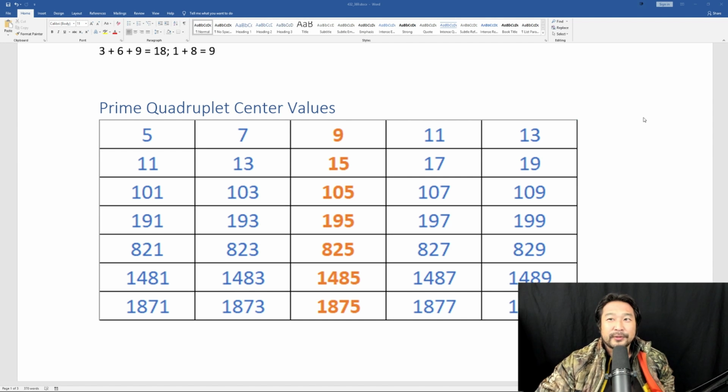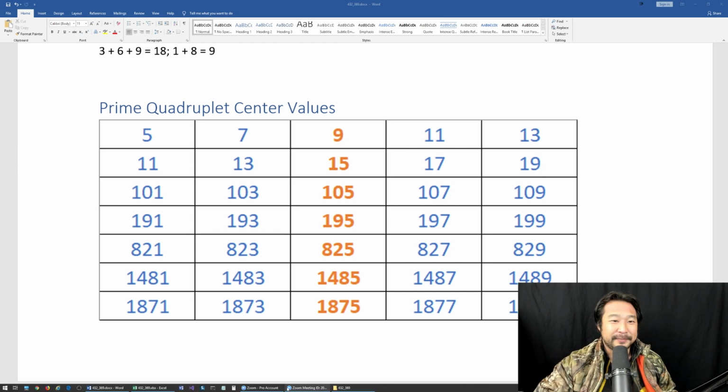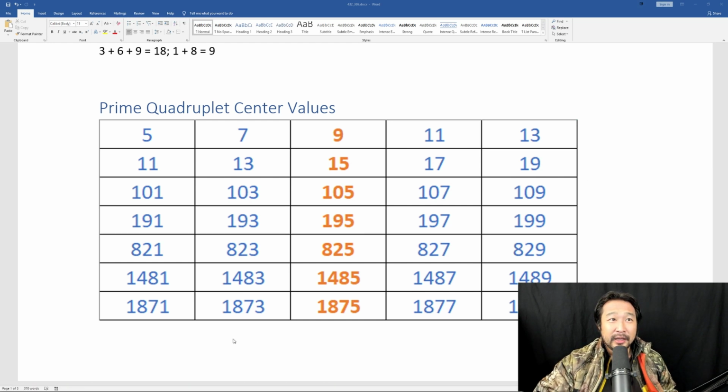That's pretty cool because I just kind of learned this today. So look, if I can learn it in a few hours, you can learn it in minutes, because I'm pretty sure you can be smarter than I am. All right, so the prime quadruplet center value is this. It's in orange.